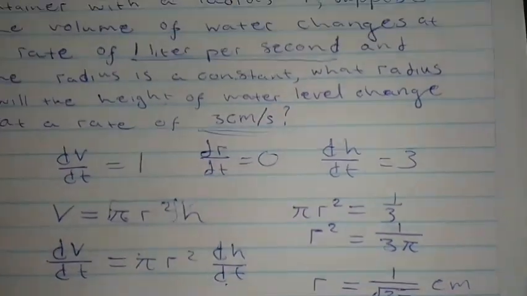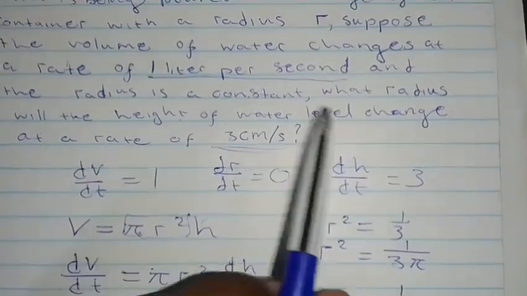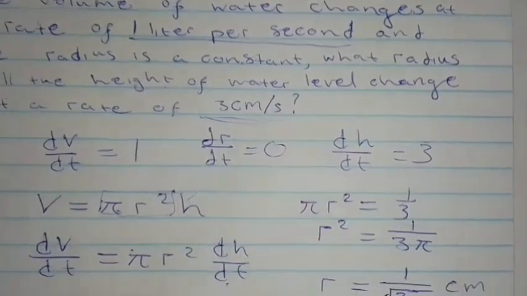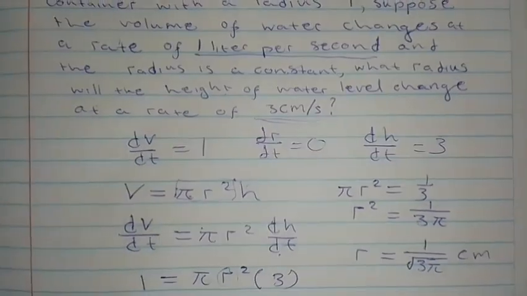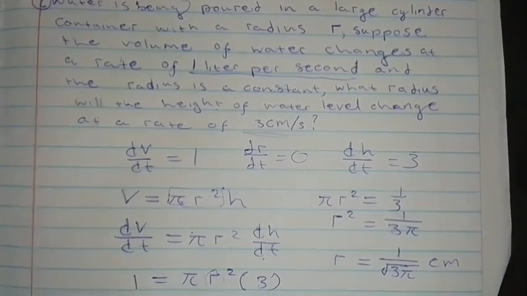centimeters. So that will be the radius that will allow the water level height to change at a rate of 3 centimeters per second. And that's how you can solve such questions.